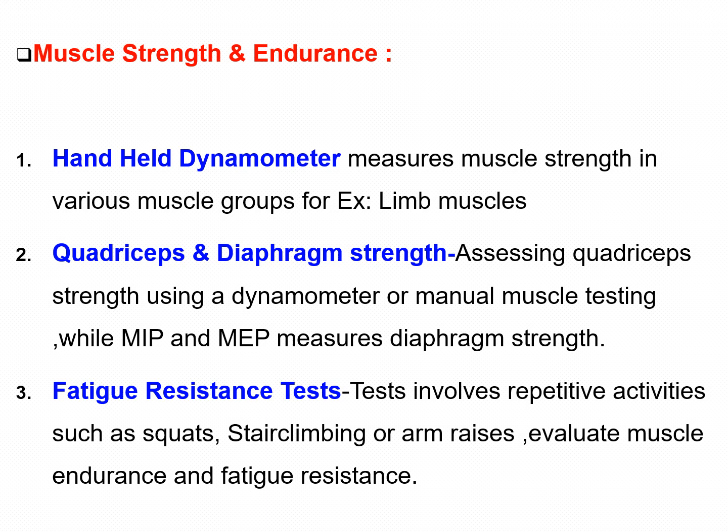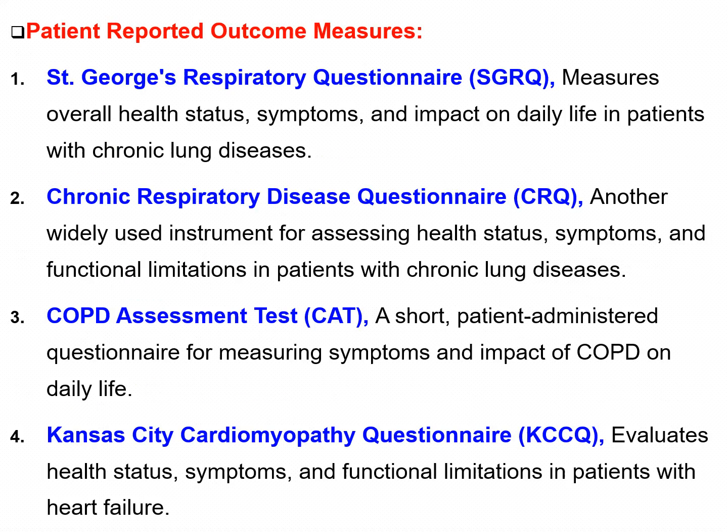The third one, fatigue resistance test. So this test involves repetitive activities such as squats, stair climbing, or arm raises, to evaluate the muscle endurance and fatigue resistance. Now we'll see section number 8, that is about patient reported outcome measures. So the first one is St. George Respiratory Questionnaire, SGRQ. It measures the overall health status, symptoms, and impact on daily life of patients with chronic disease.